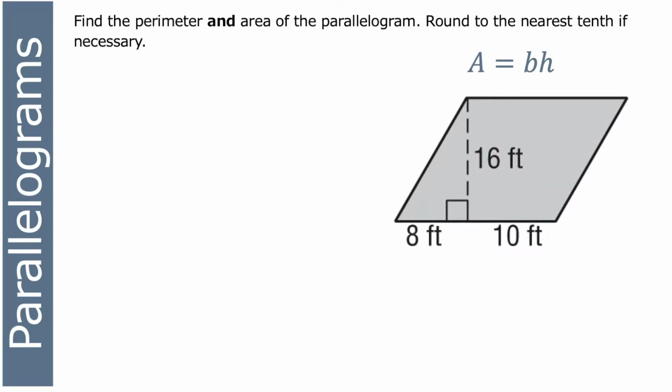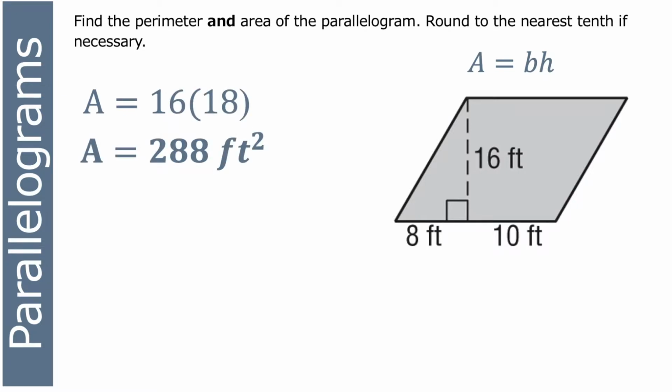We can also find the perimeter and area. So for this one, we've got a base of 18 and a height of 16. So the area is 288 feet squared. Now, if we want to find the perimeter, that's just the distance around. So we know that if the bottom is 18 feet, so is the top.